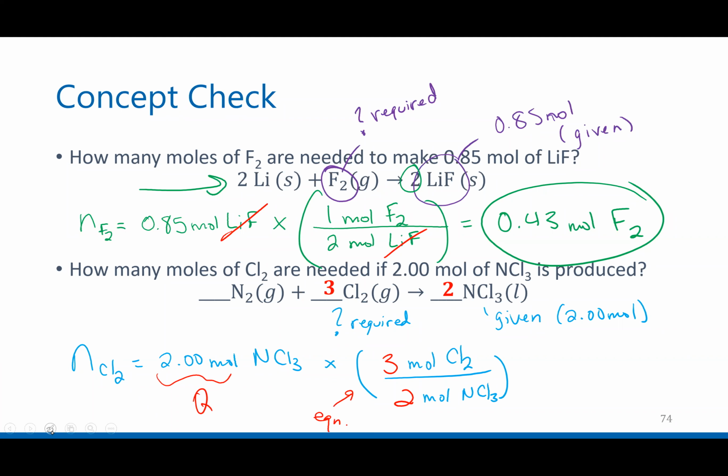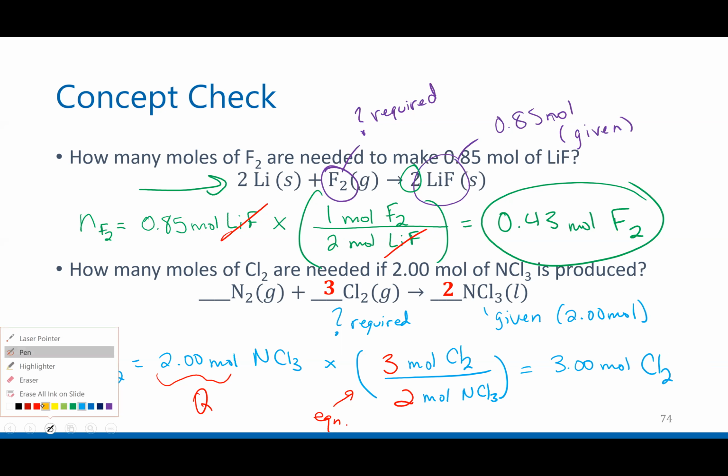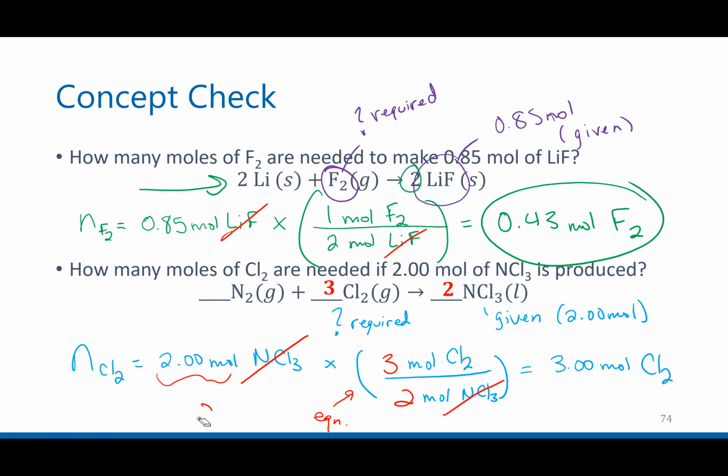Okay, so let's see. Now, I love this because I don't even need a calculator. 2 times 3 over 2 is certainly 3. I keep my significant figures, 3 moles. And then my answer is Cl2. I know it's Cl2 because these cancel.